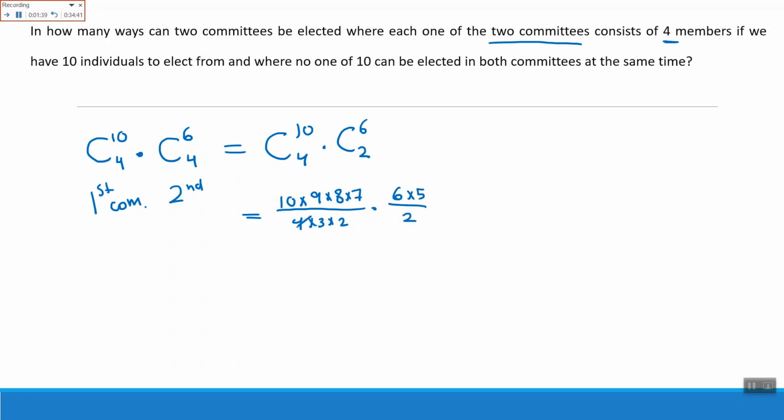We can cancel the 4 with the 8. We get 2. The 3 and the 2 with the 6. The 2 with the 2. So what are we left with? We're left with 7 times 5, which is 35. 35 times 9, which is 315. 315 times 10, which is 3,150.